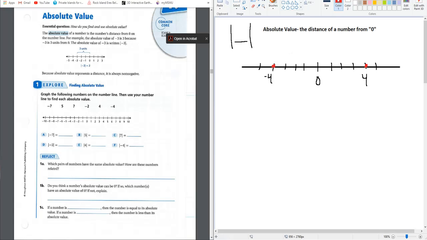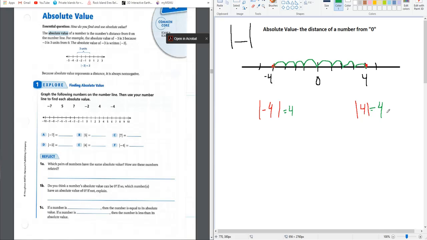If we wanted to find the absolute value of both of these numbers, let's say the absolute value of -4 and the absolute value of 4, all we needed to do was find how far it is from 0. So we're going to try to see how many times it takes to go to 0. So 1, 2, 3, 4. So the distance is 4. So the absolute value is 4. 1, 2, 3, 4. The distance is 4. So the absolute value is 4.